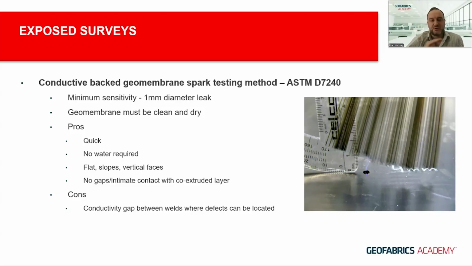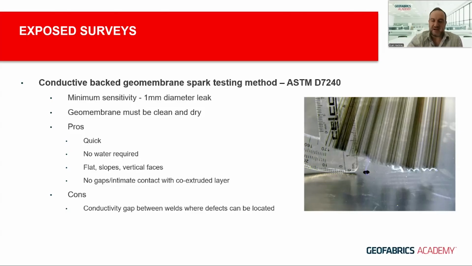A co-extruded layer of highly conductive material can be extruded on the underside of the geomembrane. So this is usually conductive carbon black. It's, I don't know, maybe 20% by weight content of carbon black that's co-extruded as a thin layer on the underside of the geomembrane. So that creates that underside of the membrane, the whole of the underside of the sheet, has that conductive capacity.